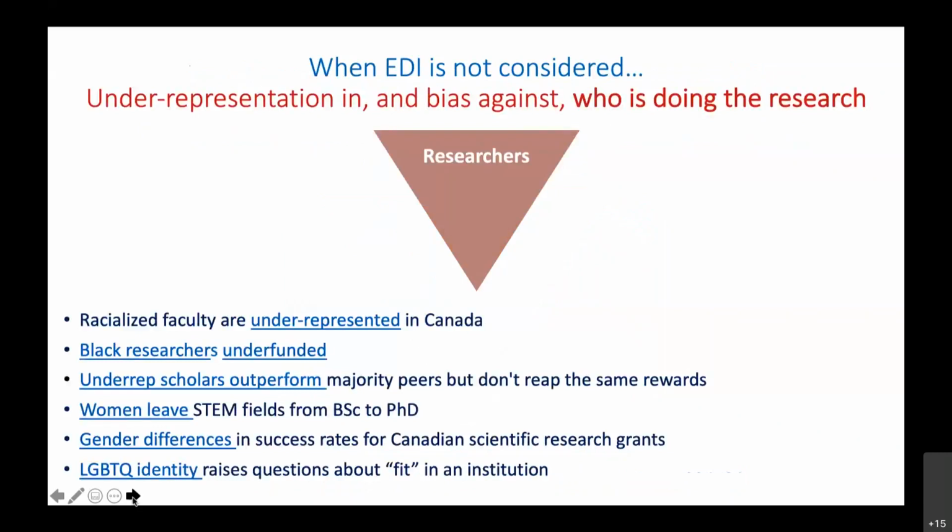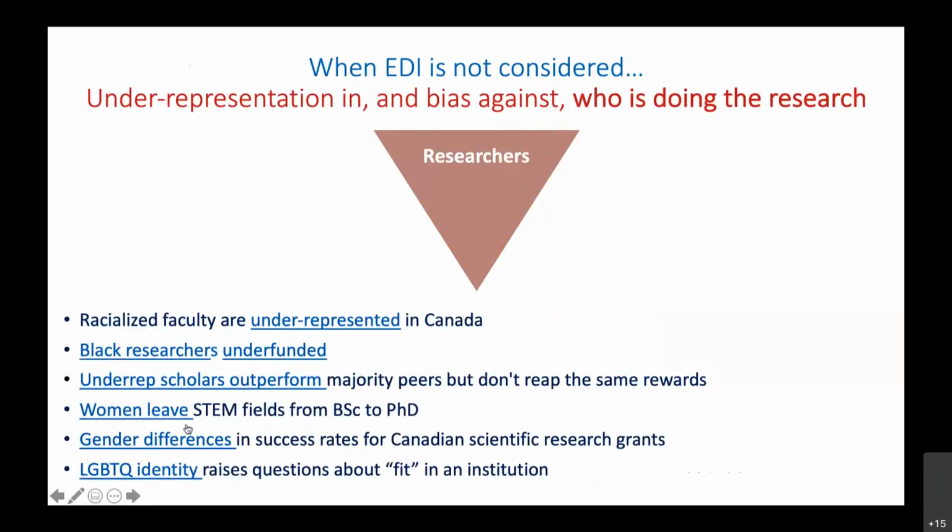Okay, so to understand why EDI is important among researchers, let's first look at what happens when EDI is not considered. I can't possibly cover every issue here, but I want to give you a sampling. I think we'll share these slides, and so each of these links is active, and you can read up a little bit further on each of them.